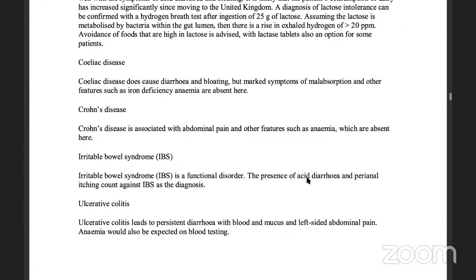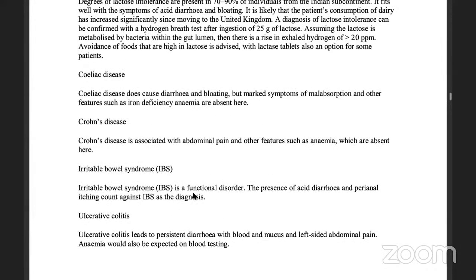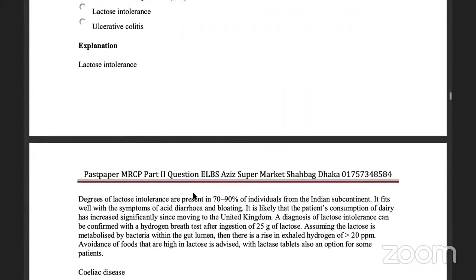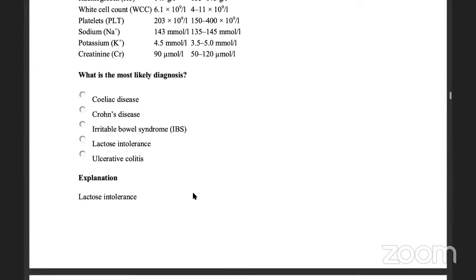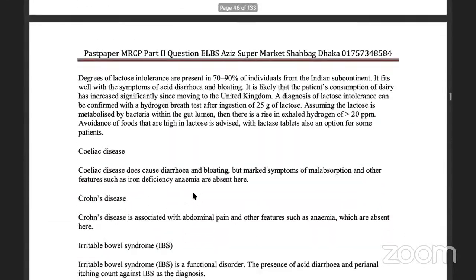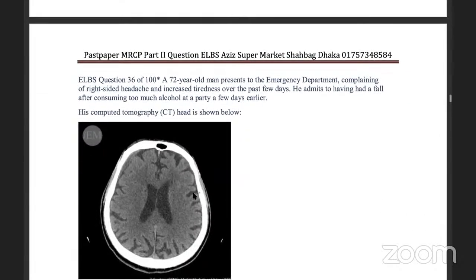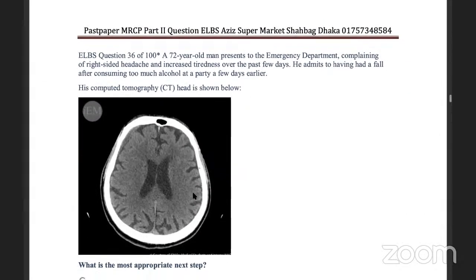An IBS patient presenting with diarrhea and perianal itching counts against IBS. Why does perianal itching happen in this case? Maybe the acid will convert into lactic acid or something. Same with bile acid diarrhea, no? There also they complain of itching.